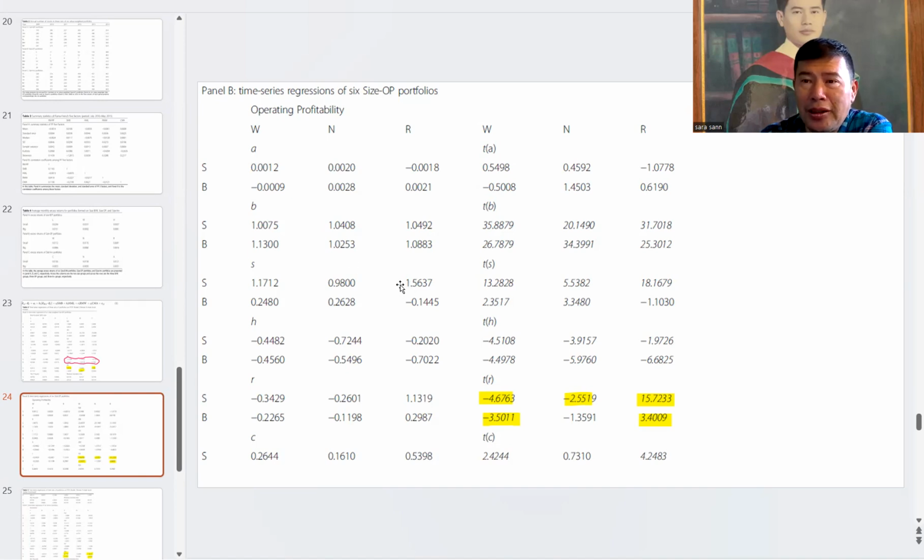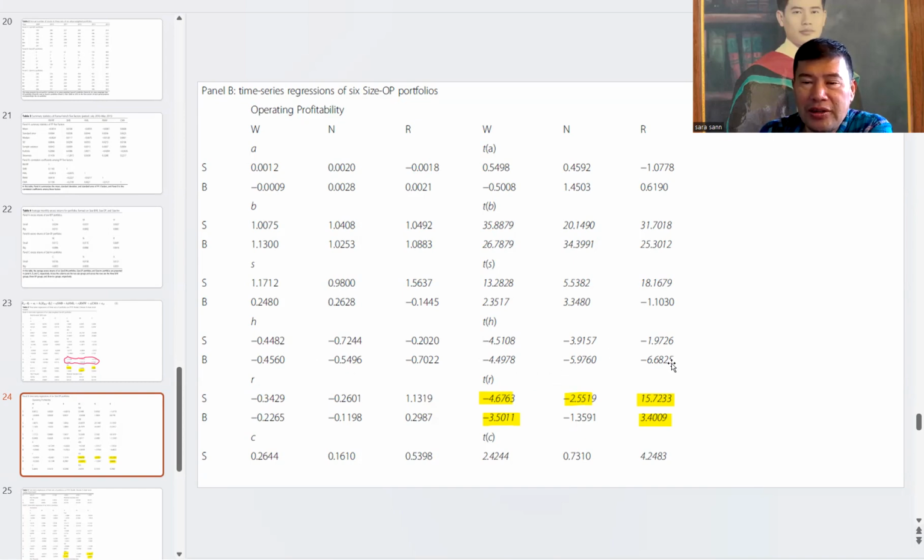Yes, listen carefully. Students might be confused now. What is excess return? The meaning of excess return is RI minus RF, but this table is talking about the size related to excess return on investment, and the relation between book to market ratio toward excess return on investment.